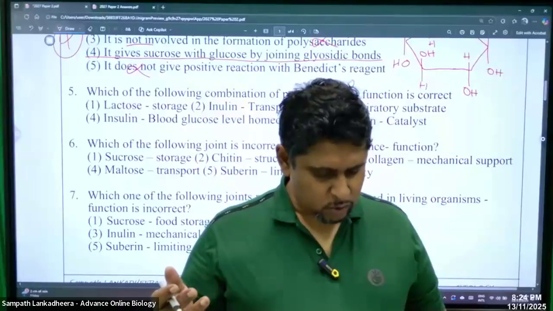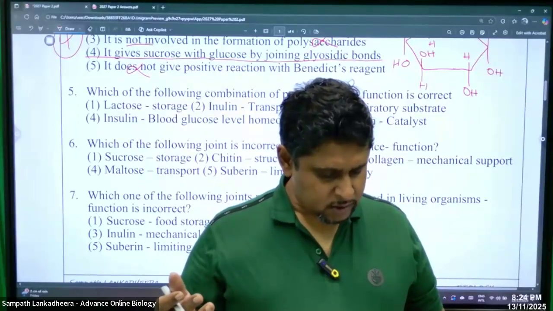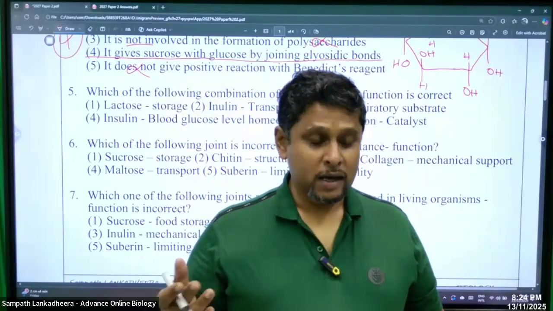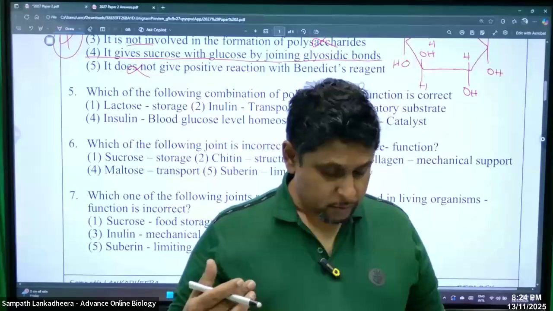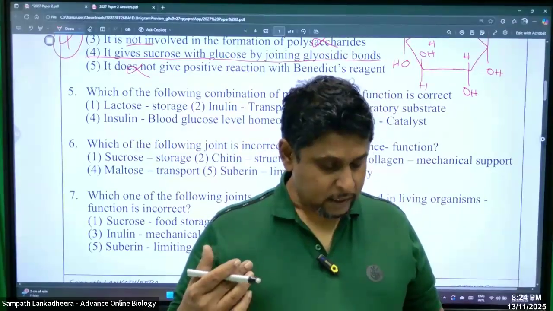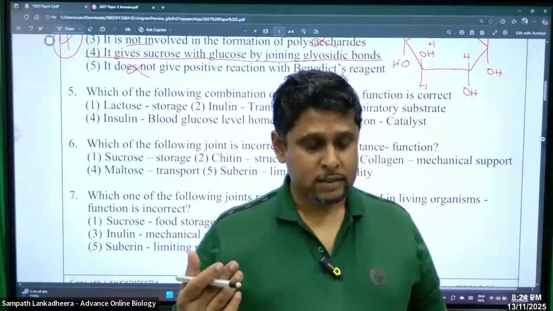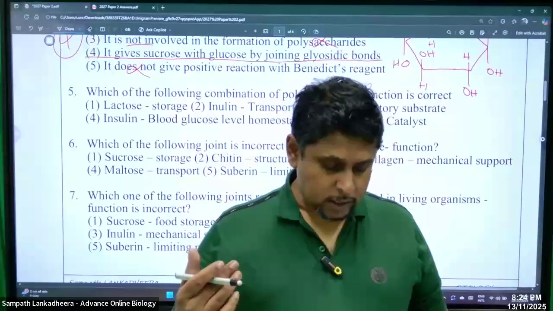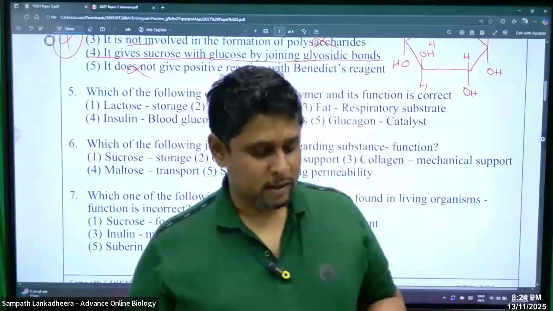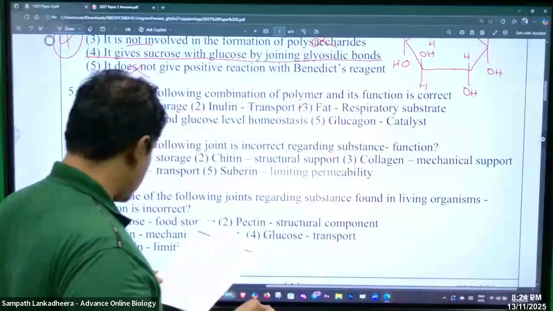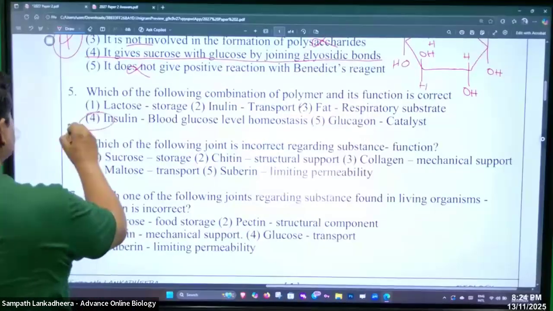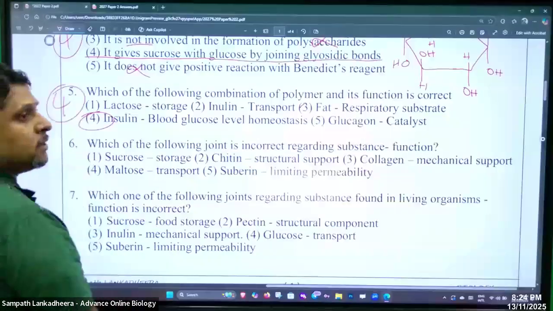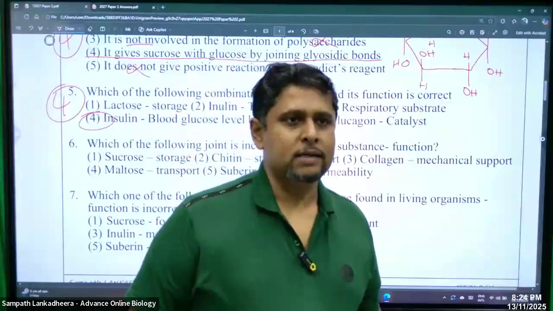Sorry, insulin. Insulin, blood glucose level homeostasis. That is important and that is correct. And then glucagon, catalyst. That is wrong. So we'll take the fourth one as the answer.